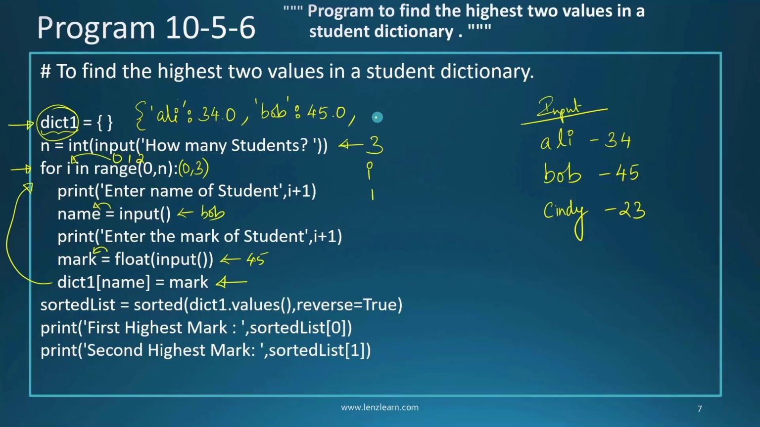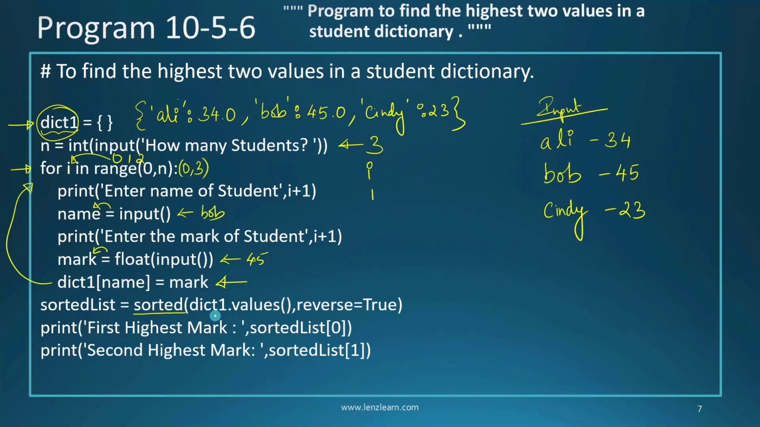After that for loop will run one more time. This time the next student Cindy you can enter with value 23. So now our input is done. Now I can sort and find out the largest and the second largest mark that is available inside this dictionary. So to sort, you can actually use an inbuilt function. So that is why this program size is very less. So you can use an inbuilt function called sorted.